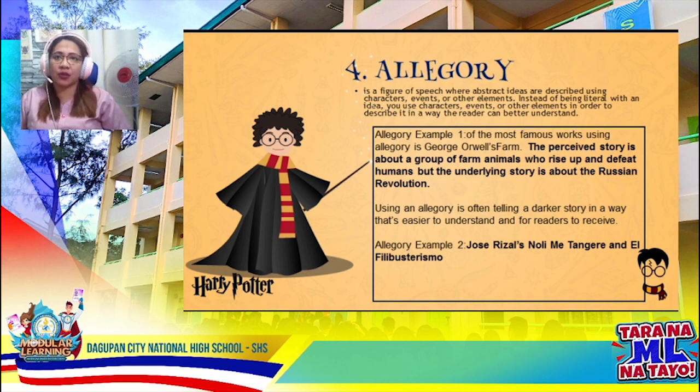He uses Padre Damaso to describe the friars during that time. So the characters he uses in the stories may be fictional, but the story itself tells something dark. Actually, because of this story, during that time, people started a revolution. Take note, when you say allegory, it's often telling a darker story. So Rizal, in his novel, wrote the dark side story of the Philippines, and because of this, when the Filipinos read his stories, there's a spark in them that says there must be a revolution.